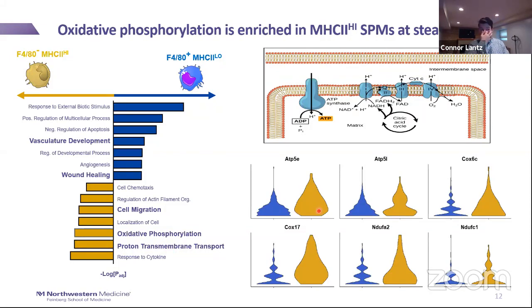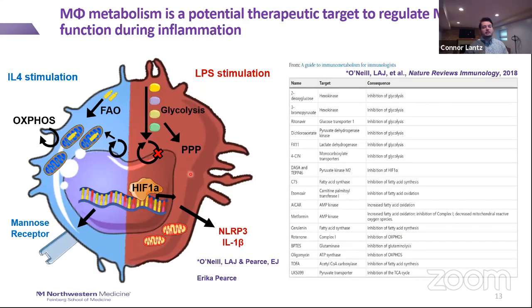And looking at specific genes within the electron transport chain for different subunits, such as these ATP synthase subunits, you do see an enrichment of these genes within these macrophages, suggesting that just at steady state, these small peritoneal macrophages are more metabolically active than their large peritoneal macrophage counterparts. And why this really stuck out to us was that it's been emerging that macrophage metabolism is tightly linked to its immune functions, and that these represent potential therapeutic targets that may be important for cardiac repair.